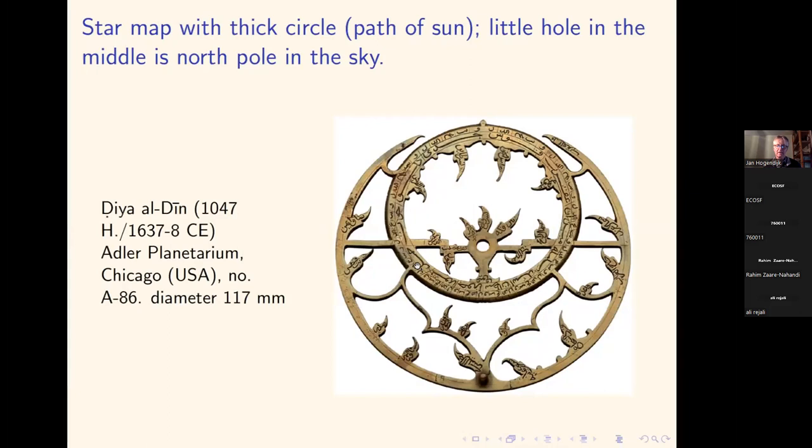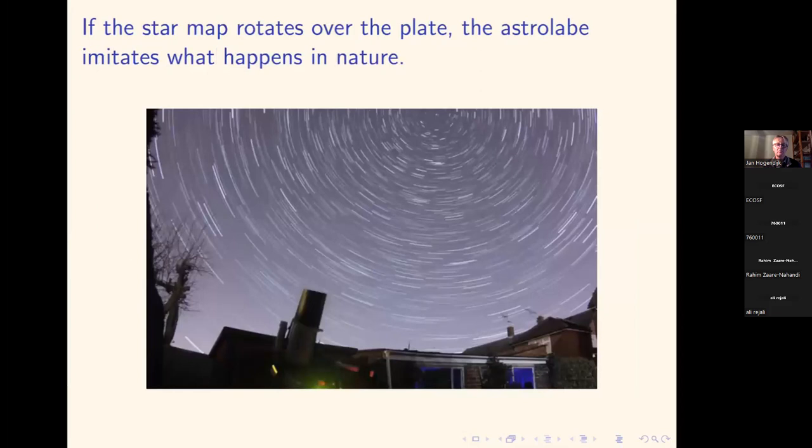And so if the star map turns around on the plate, what you do with an astrolabe is really to simulate what happens in nature. Because what you see in nature, if you watch the sky at night, is that the stars seem to rotate around a center, which is the celestial North Pole. It's very close to the pole star. It's not exactly the pole star, but very close to it. So this process, which you see in nature, is simulated by an astrolabe.